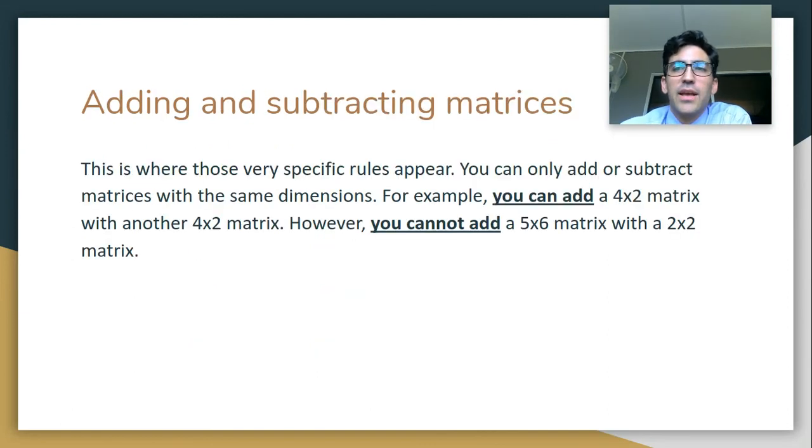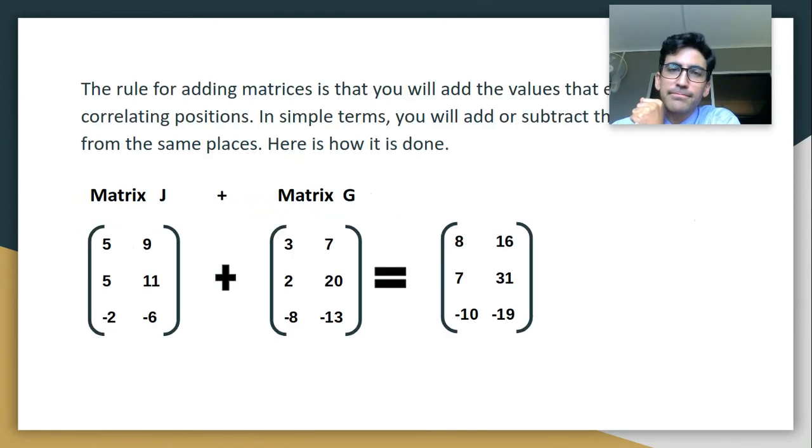All right, we have the ability to add and subtract matrices. This is where some very specific rules appear. You can only add or subtract matrices with the same exact dimensions. For example, you can add a 4 by 2 matrix with another 4 by 2 matrix. However, you cannot add a 5 by 6 matrix with a 2 by 2 matrix.